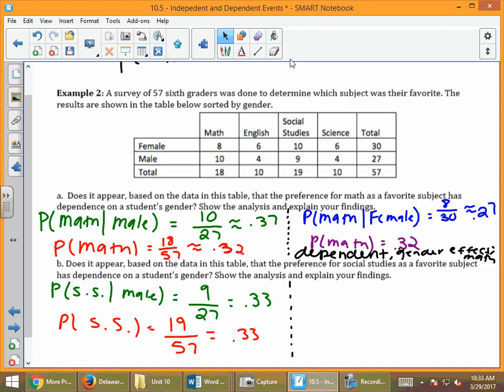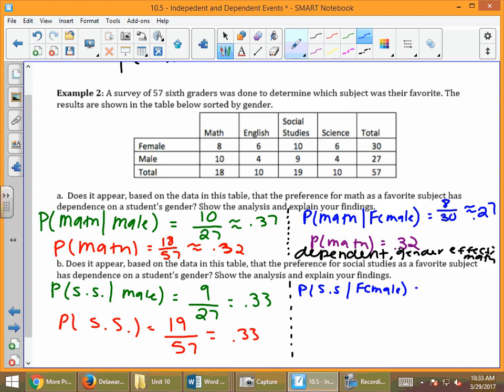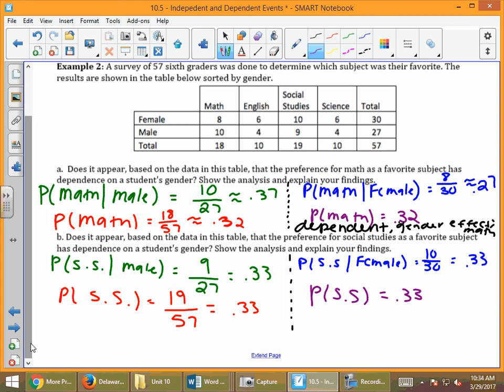Oh, look at this. There's no effect. Okay. Well, let's see if it affects female. So we're going to see probability of liking social studies given that you are a female. Same thing, conditional probability. How many are both? Social studies and female. 10. Out of how many are just female again? 30. And what is that as a decimal? 0.33. Well, again, probability of just social studies we said was what? 0.33. So in this case, gender does not affect social studies. Apparently only affects math. Okay. So they're independent of each other.